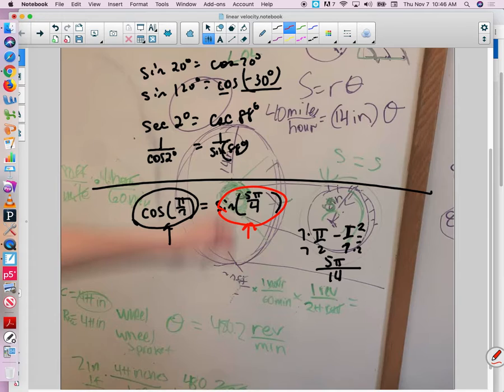5 pi over 14, thank you, Katie, so much. She's my corrector, okay? Apparently I need one really bad after the last few days because I made lots of mistakes.